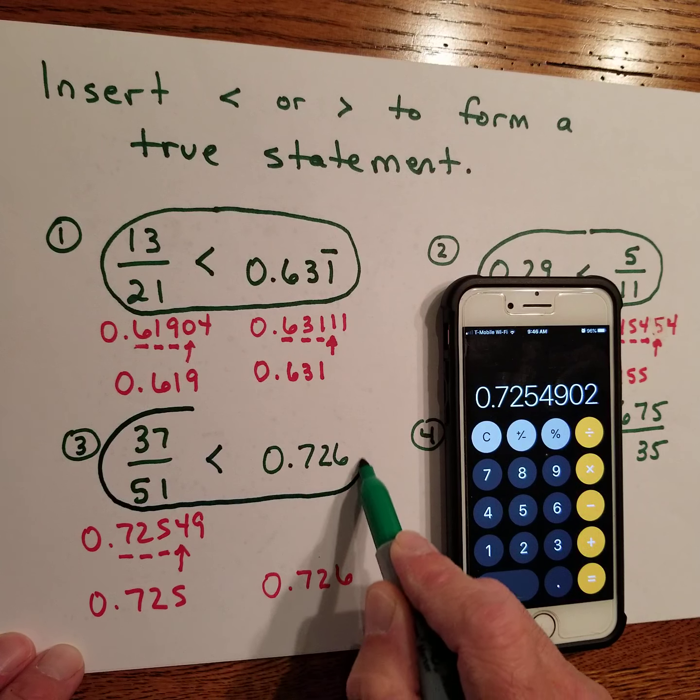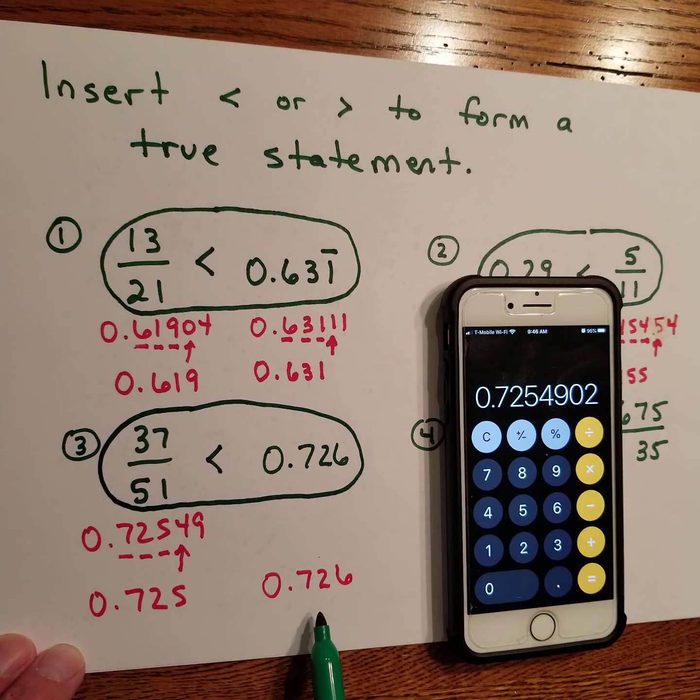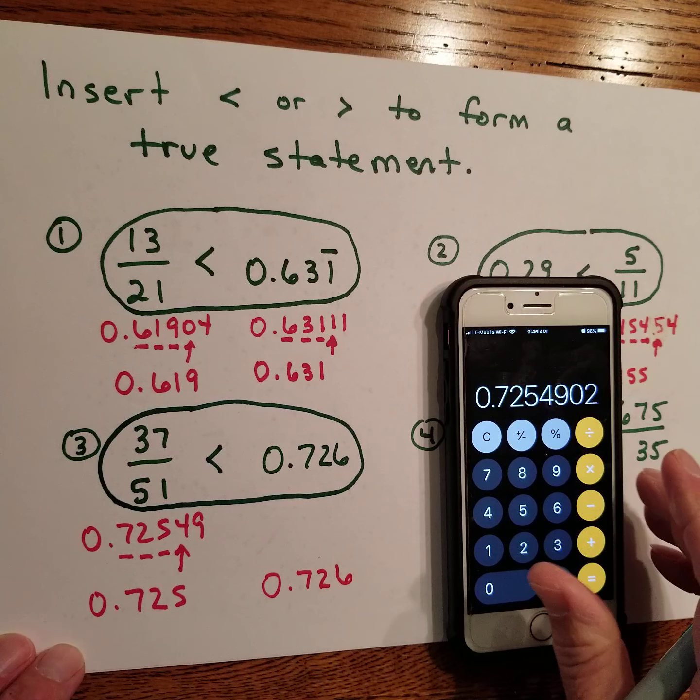Show your work just this way. Write the problem down, give me the decimals, round to the nearest thousandth, and then put the greater than or less than symbol in between.